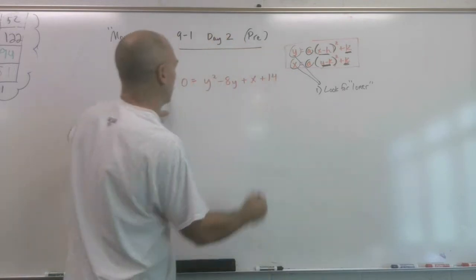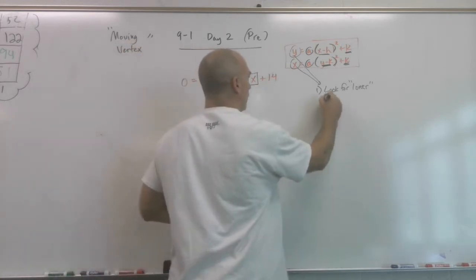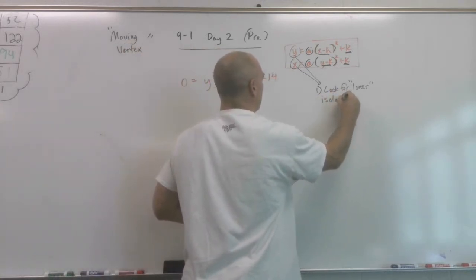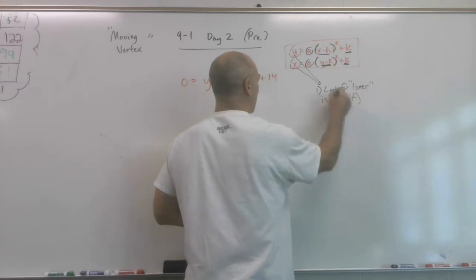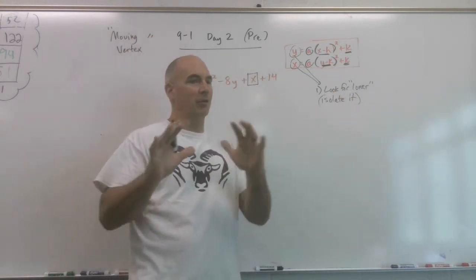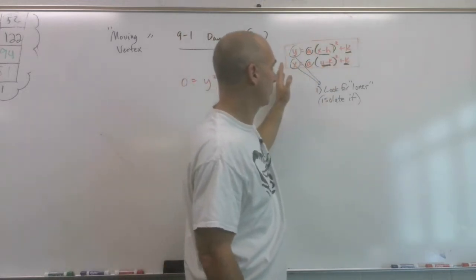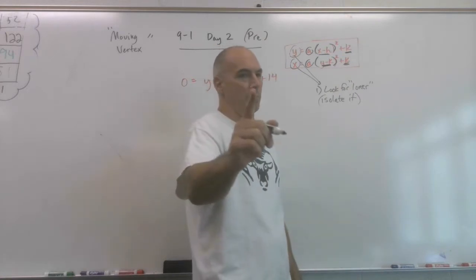So we look at this, we're like, hey, there it is. So that tells us to isolate it. In this case, it's an x. Next problem, it might be a y. It's going to be one of the two, because it's either y equals some crazy stuff or x equals some crazy stuff. So let's take care of step 1.